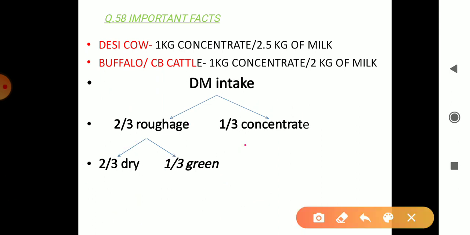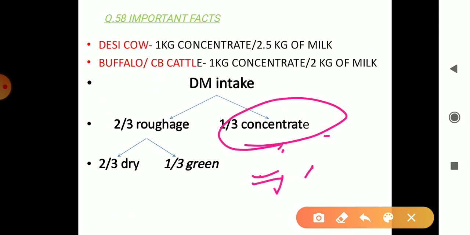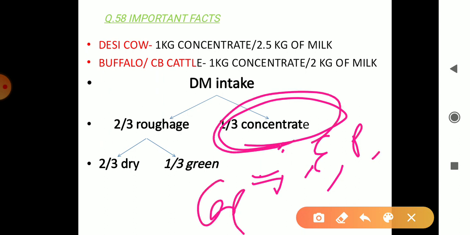And when we are computing the concentrate, there is also an issue. We have to give certain fat source, energy source, protein source, carbohydrate source. So it is another issue. So dry matter: two-thirds roughage, one-third concentrate. Again we are classifying the roughage: two-thirds dry, one-third green.